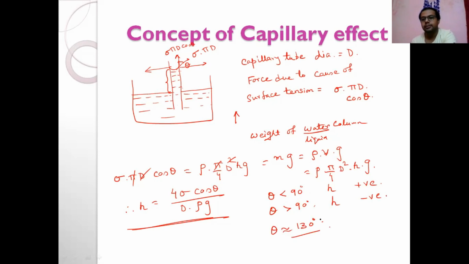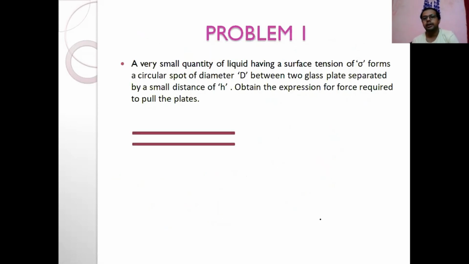Now we'll come to some numerical problems here. A very small quantity of liquid having a surface tension is given here. In between two plates, there is a liquid, and this liquid is forming a circular spot. Two glass plates, in between, a circular spot, they are making liquid. So the liquid is in this way.